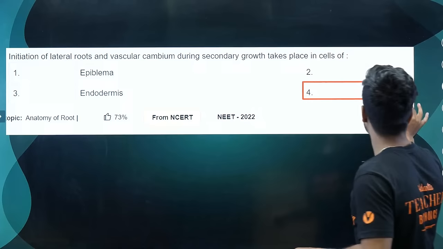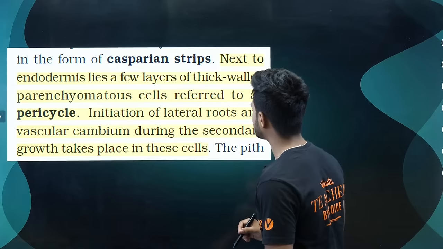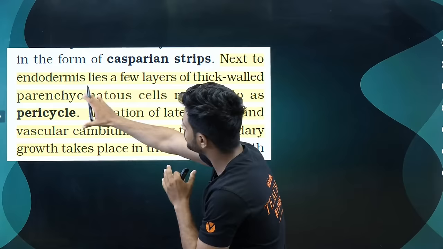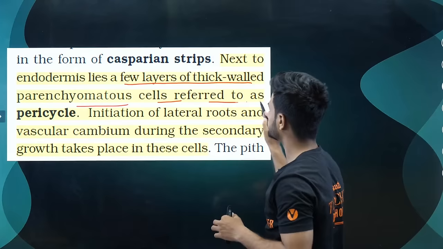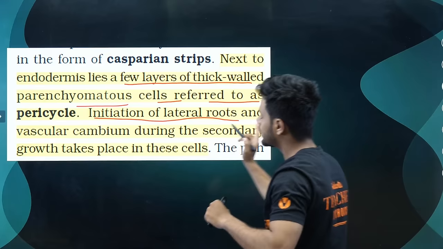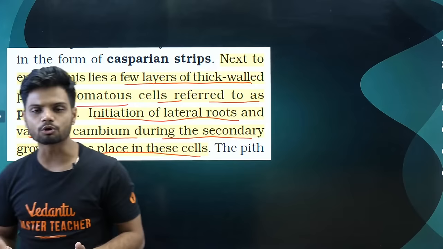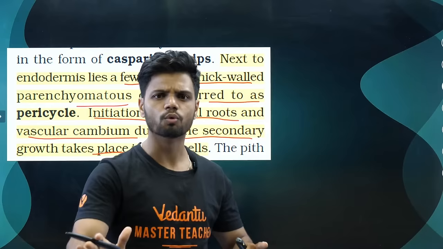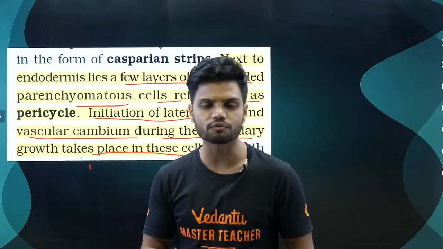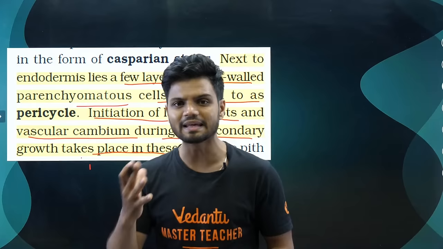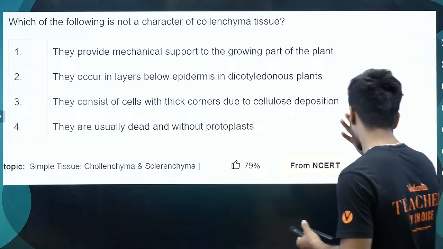If you look at this paragraph of the root, the pericycle, can you see here, dicot root? The next to the endodermis lies a few layers of thick-walled parenchymatous cells referred to as pericycle. So, endodermis, pericycle. Initiation of lateral roots and vascular cambium during the secondary growth takes place in these cells. Clear? So, is this question out of your NCERT, out of your syllabus? Bonus question? No. It is not a bonus question because this question is within your NCERT. Formation of lateral roots, formation of your vascular cambium during secondary growth is mainly helped from your pericycle. Clear? Next question, all of you.